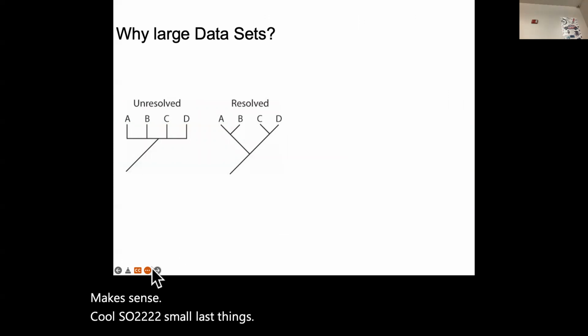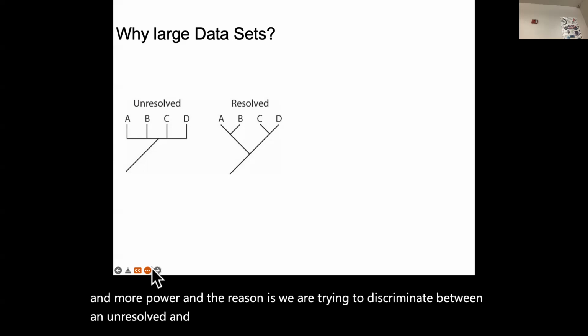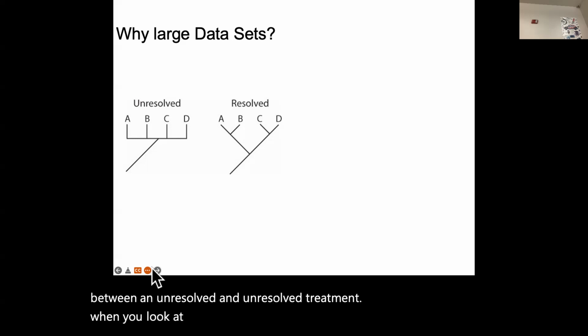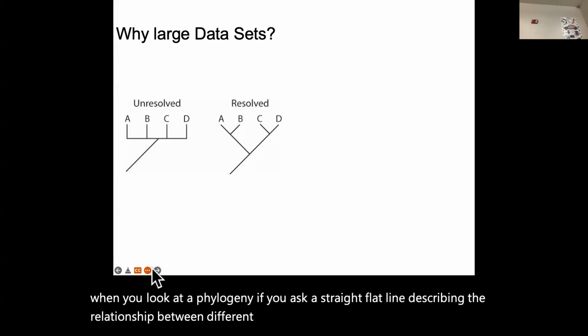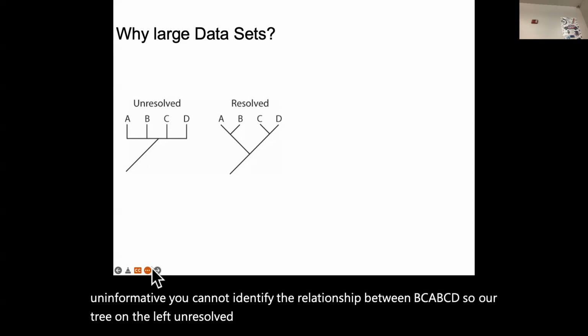Why do we need large data sets? Why do we need to have traits like base pair sequences and or morphology? The reason is we are trying to discriminate between an unresolved and a resolved tree. When you look at a phylogeny, if you have a straight flat line describing the relationship between different species, that is an unresolved tree. It's uninformative. You cannot identify the relationship between species A, B, C, and D. So our tree on the left is unresolved, we don't know their relationship.